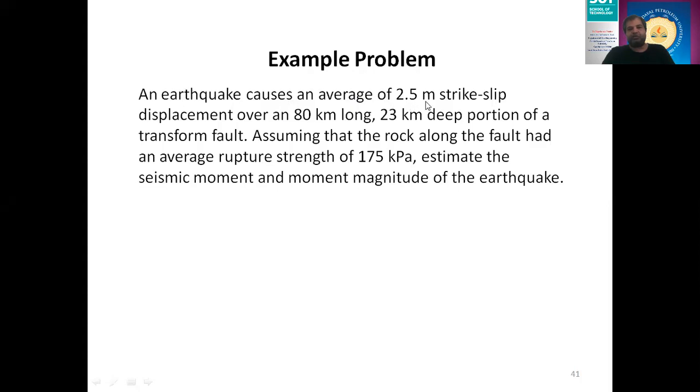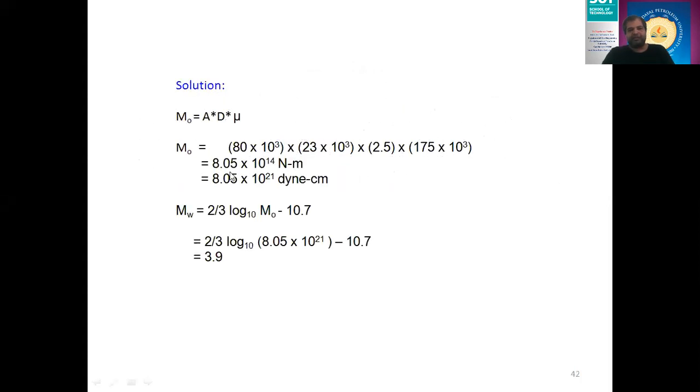The earthquake had 2.5 meters of displacement. Displacement is given, which means the slip is given. And also the rigidity is given. So you put it in this equation in a common unit form, like Newton per meter squared or dyne per centimeter squared, and you will get the value of M0 here.